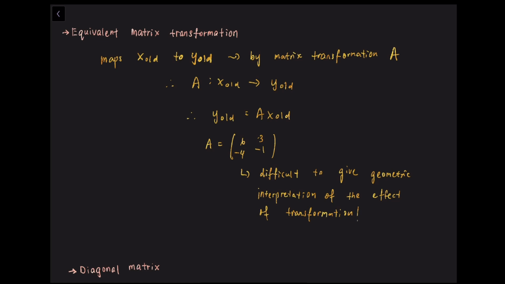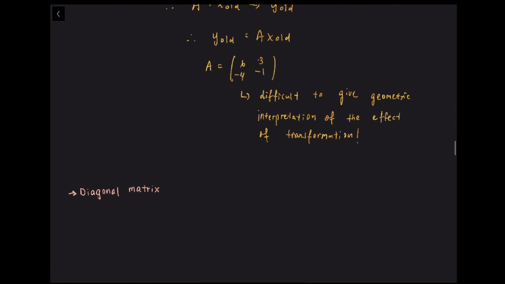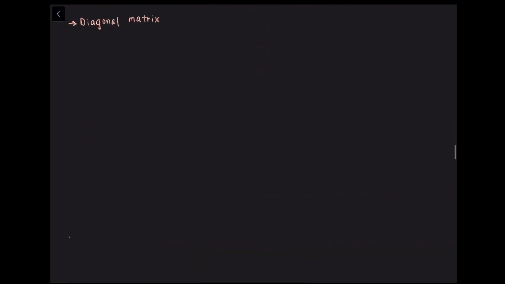We now investigate whether it is possible to find a matrix transformation with respect to a new basis which takes the form of a diagonal matrix. A 2 by 2 diagonal matrix is a matrix which takes the form lambda 1, 0, 0, lambda 2, where all of the elements which are not on the leading diagonal are 0. The leading diagonal consists of elements lambda 1 and lambda 2. These elements may or may not be 0.